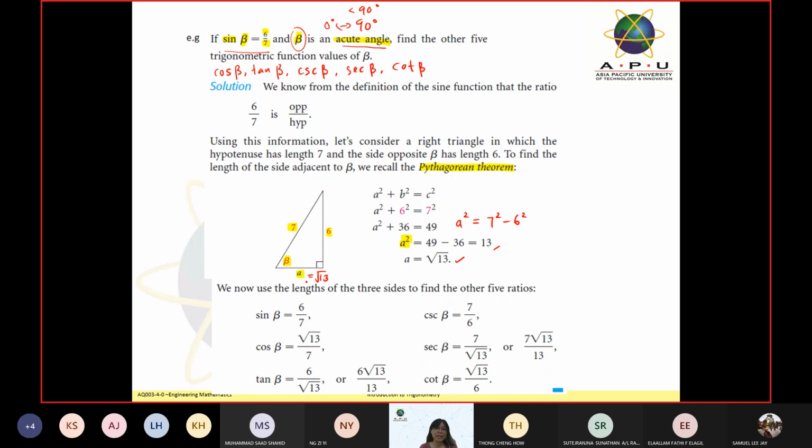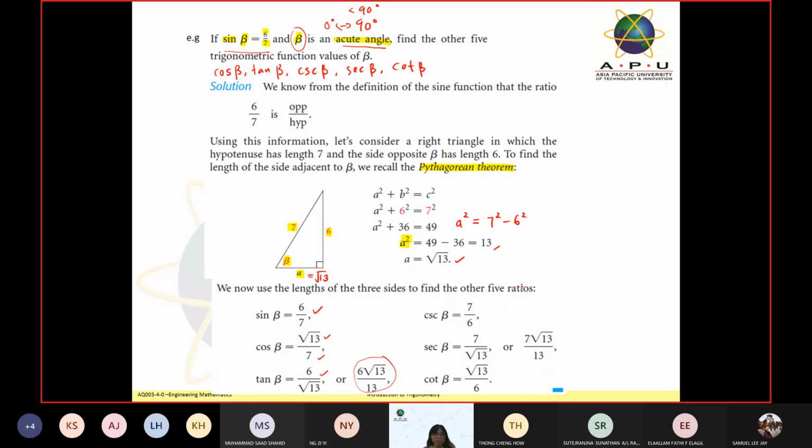Now after we have the length of side A, square root of 13, we can find the rest. Sine beta, which is opposite over hypotenuse, is 6 over 7. Cos beta, which is adjacent over hypotenuse, is square root of 13 over 7. Then tangent is opposite over adjacent, which is 6 over square root of 13. Or we can express it as this one.